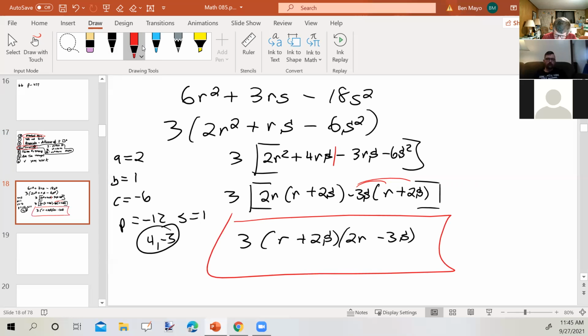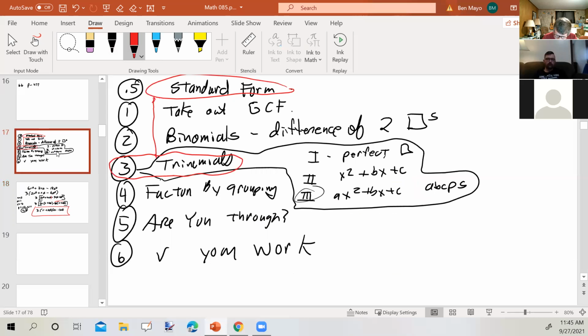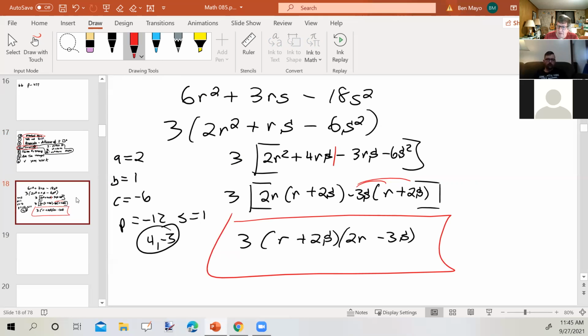Now, let's go back to this list. Are you through? Check your work. I can't factor anything any further, right? There's a binomial, but it's not the difference of two squares. To check my work, I'd multiply everything back together.